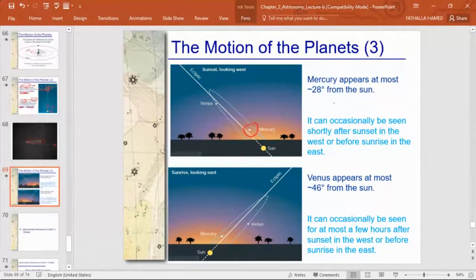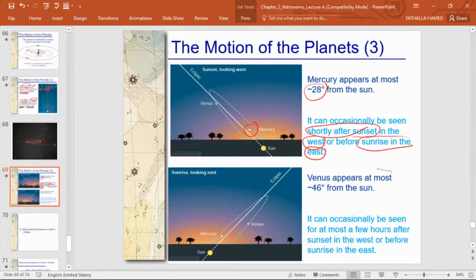So Mercury appears at 28 degrees from the sun, and that makes it very hard for us to spot here. So the time that you can see it, it's either shortly after sunset or before sunrise. Now, after sunset, it has to be in the west, and before sunrise, it will be in the east. So you really have a short time to view Mercury.